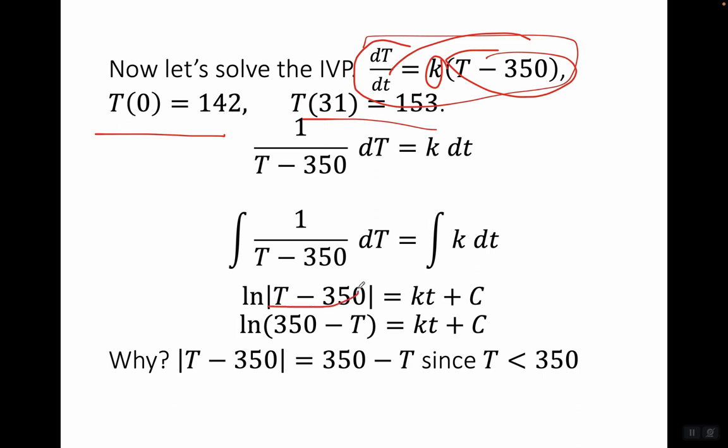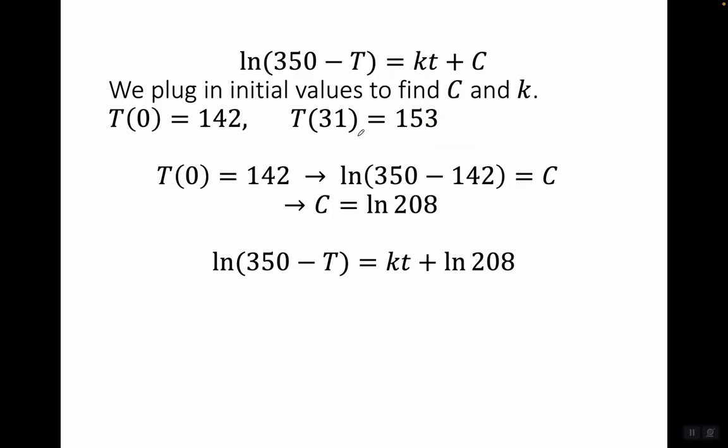Okay, we're going to write the absolute value of T minus 350 as simply 350 minus T. Why? Because the absolute value of T minus 350 is 350 minus T, since capital T is less than 350. So what's inside the absolute value signs is negative. The temperature of the turkey is definitely less than 350 degrees. Okay, so we have this as our solution. We need to plug in initial values to find c and k.